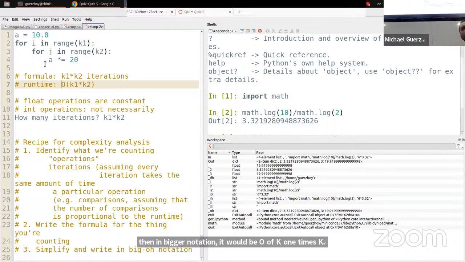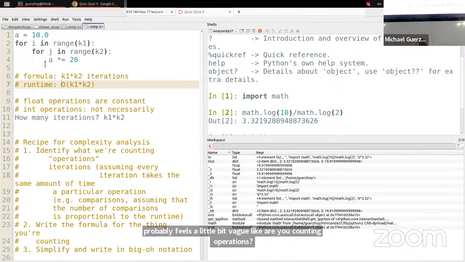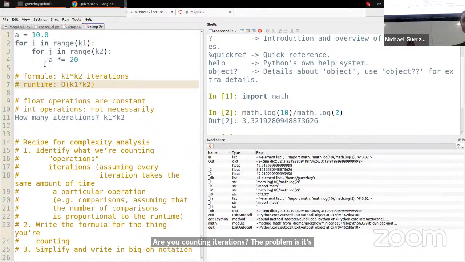All right. So this probably feels a little bit vague. Are you counting operations? Are you counting iterations? The problem is it's very difficult to specify exactly what you're supposed to be counting because it might even be different on different computers. It's very difficult to look at Python code and identify exactly how many operations each thing is. So you have to approximate a little bit.